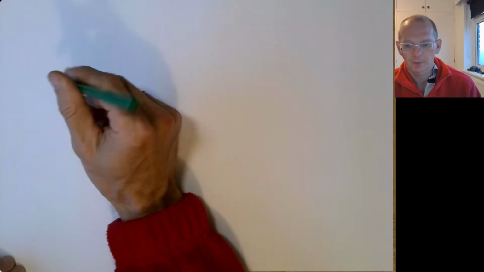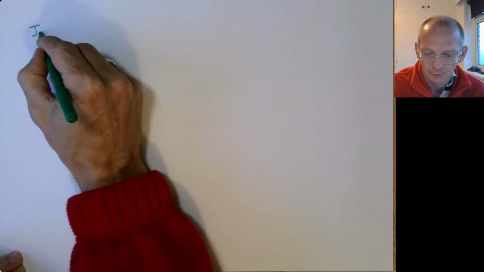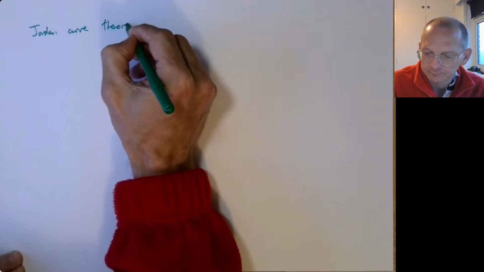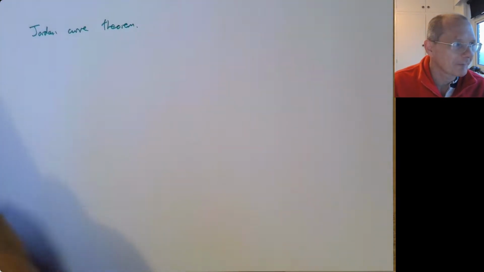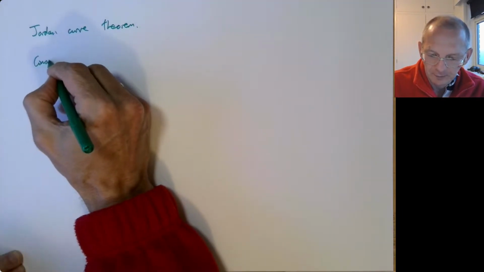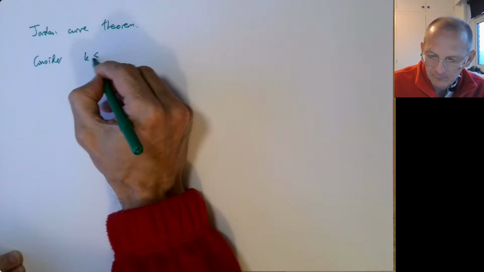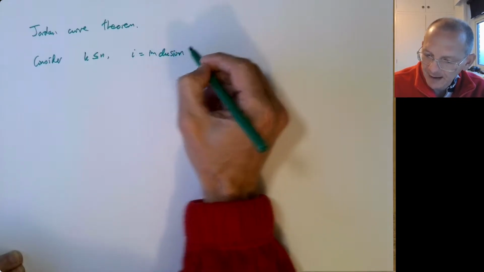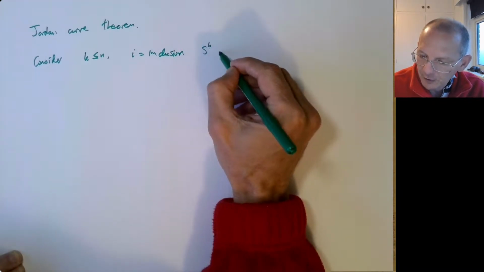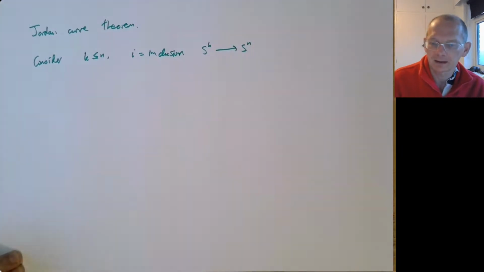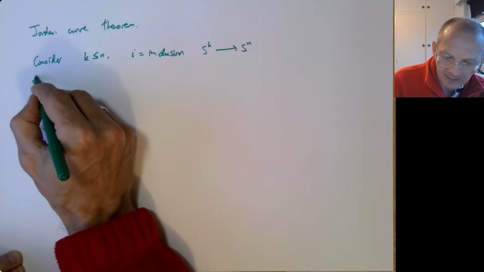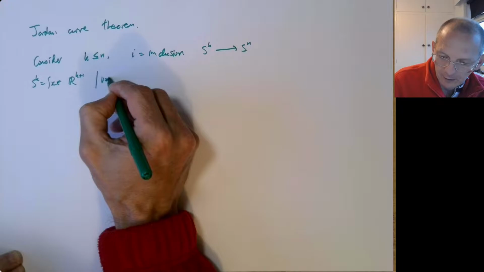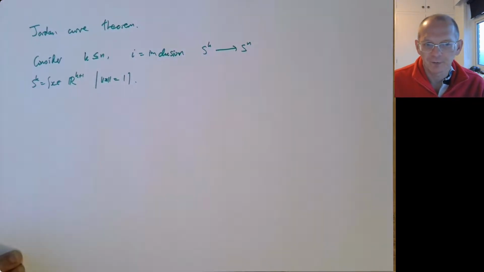Okay, in this video we're going to start talking about the Jordan curve theorem, or the generalized Jordan curve theorem. So the kind of introduction to what this is about, let's consider, suppose we've got k less than or equal to n, and I is going to be the inclusion of S^k in S^n. Some more detail. S^k, remember, is the set of those x in R^(k+1) where the square norm of x is 1.